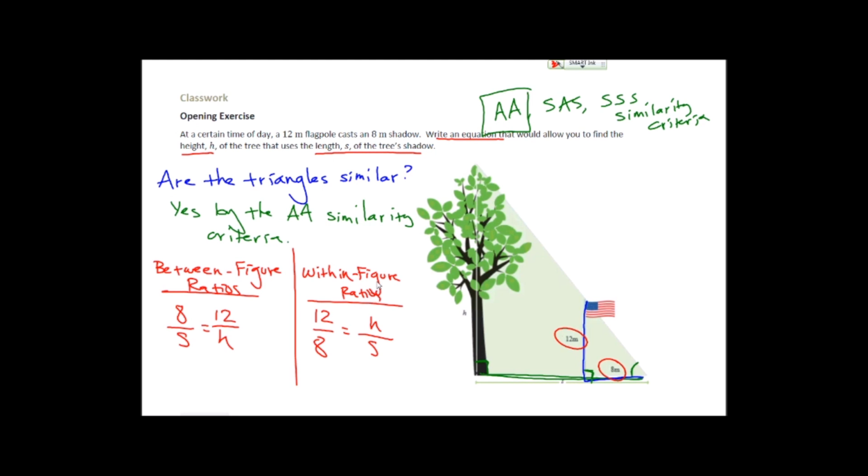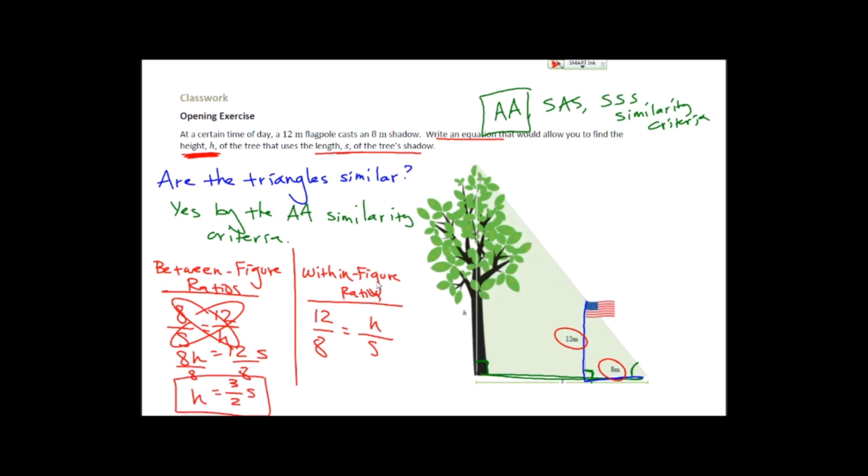I'll finish this problem using either method to show you. But the point of the problem that I want to point out is that you can use either between figure ratios or within figure ratios. Now, to answer the question of writing an equation that solves for h, where we can find the height of the tree using s, the length of the tree's shadow, I will cross multiply. And then to solve for h, I must divide both sides by 8.